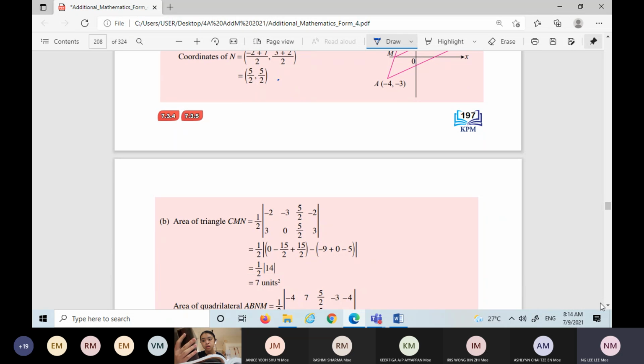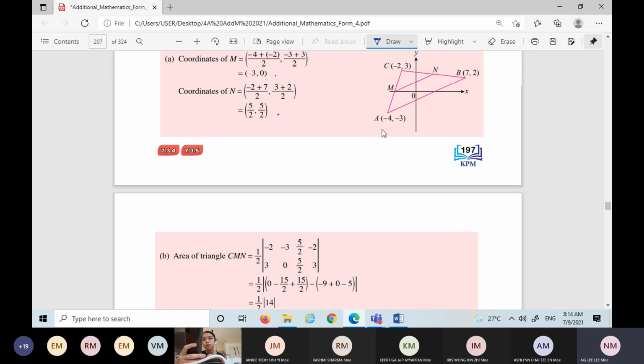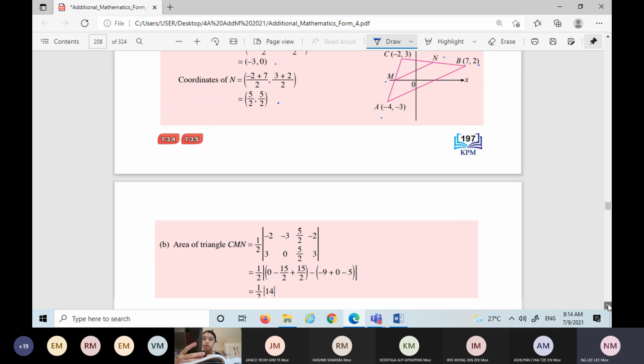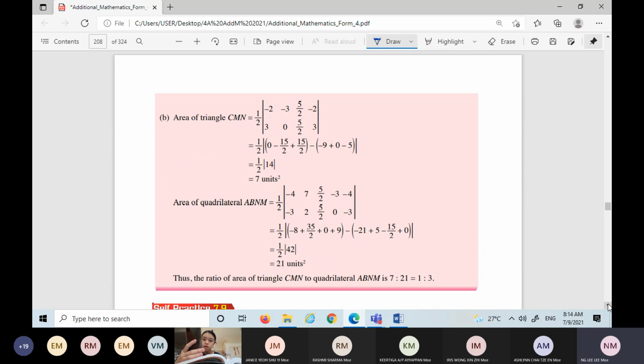Next, you get the area of quadrilateral ABNM. Same thing, you have 4 points, A, B, N and M. A is here, B is here, and you have the coordinates of N and M. Put in the formula, and you get the area is 21. Then find the ratio 7 to 21, simplify, you get 1 is to 3. So this is the answer.